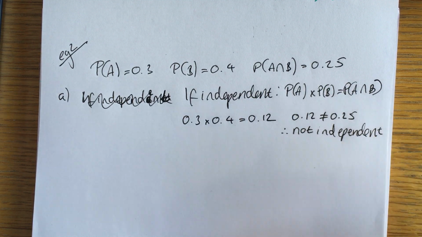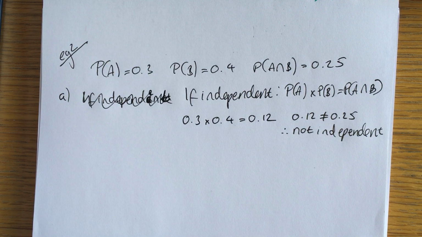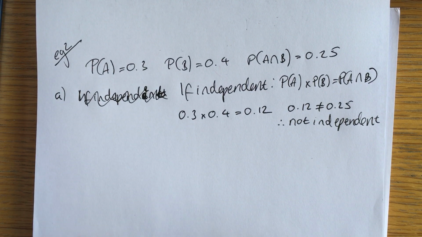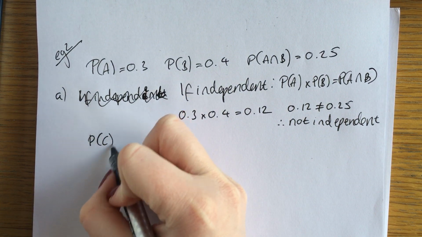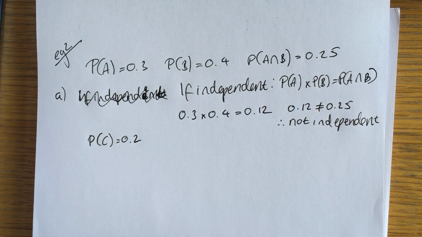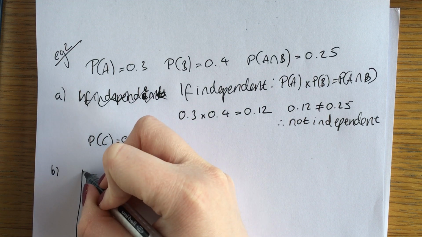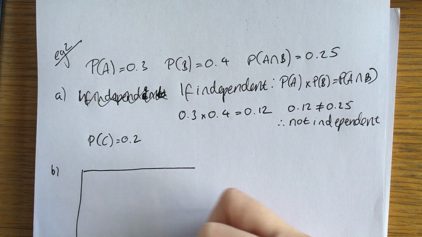Now, you can't say they are dependent. Dependence is not the same as not independent, okay? It might be that there's a third factor, so we do have to be careful with our language. It's not independent. Given also that the probability of C is 0.2, that events A and C are mutually exclusive, and that events B and C are independent, draw a Venn diagram to illustrate those three probabilities.